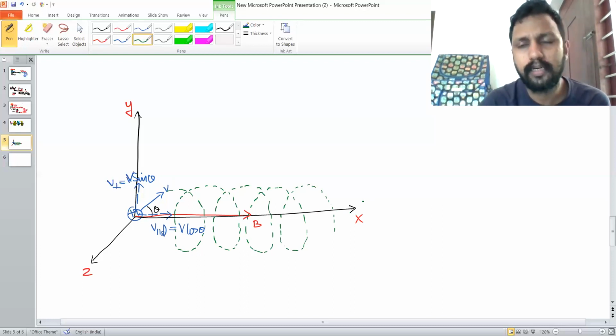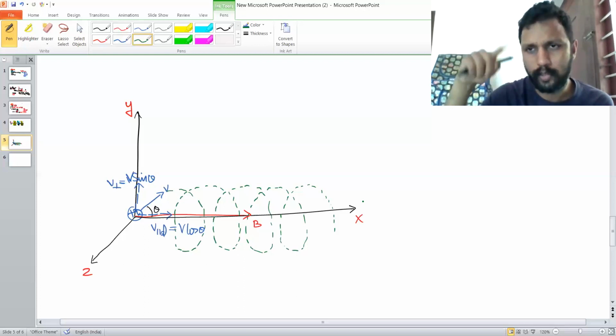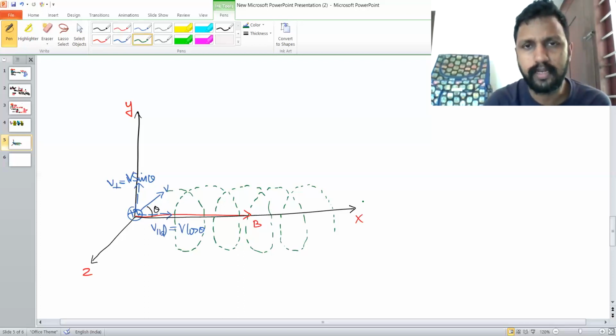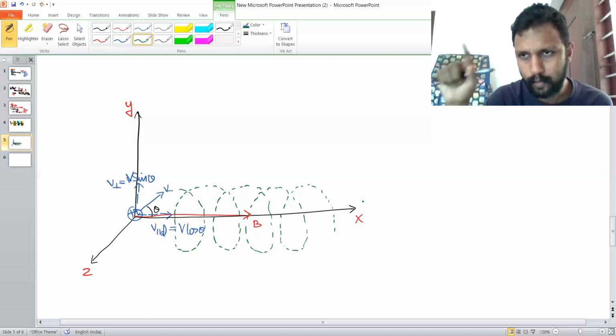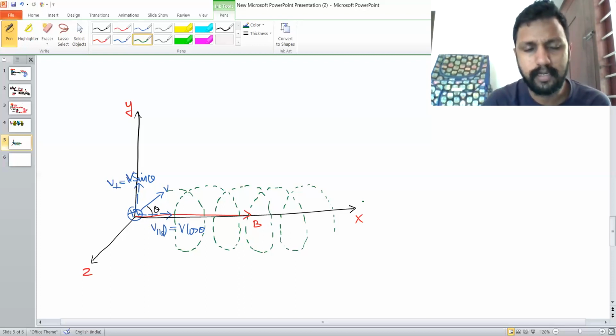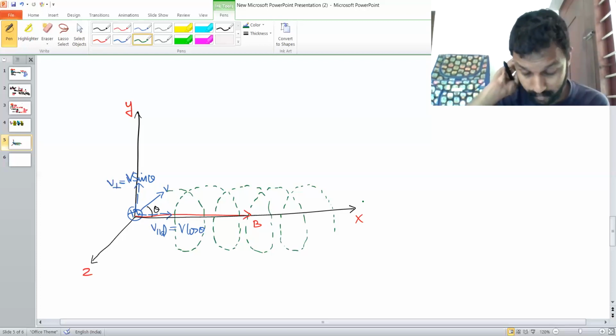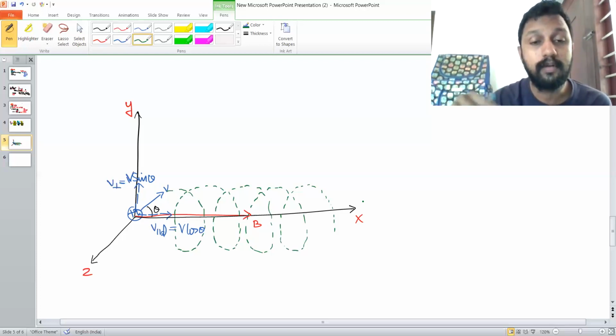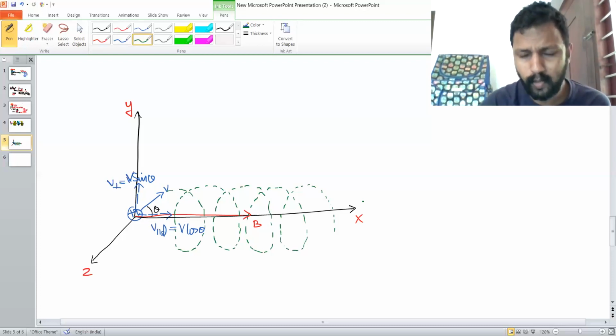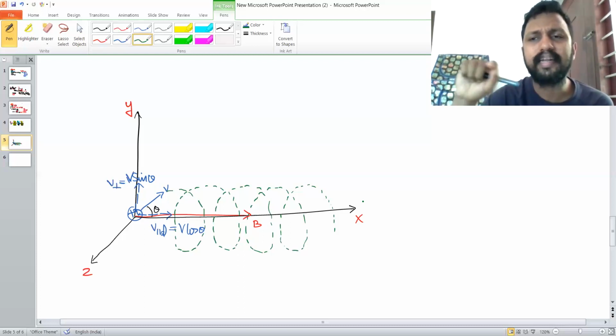If a charge particle is moving in a perpendicular magnetic field, it will rotate. And if the charge particle is moving in a magnetic field at an angle with the magnetic field, it will move in a helical path. What will happen to the charge particle which is moving in a parallel magnetic field? If a charge particle is moving in a parallel magnetic field, it will translate.